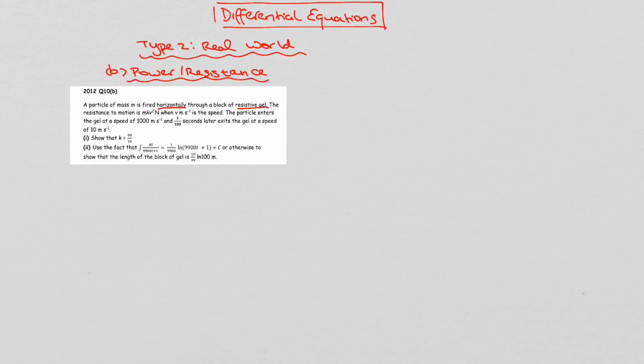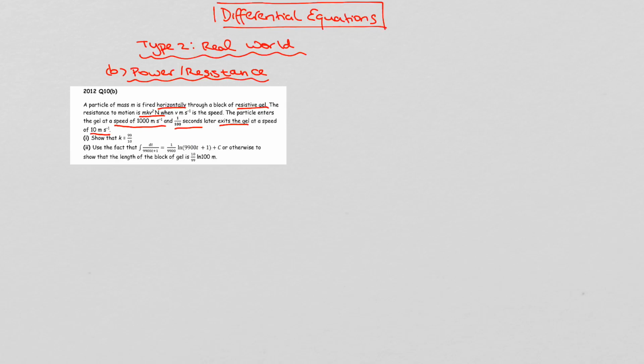And the resistance to the motion is given by mkv squared newtons, where the velocity v in meters per second is the speed. We're told the particle enters the gel at a speed of 1,000 meters per second, and 1/100 seconds later exits the gel at a speed of 10 meters per second. So in other words, it passes right through the gel. So the first thing that we have to do is show that k is equal to 99/10.